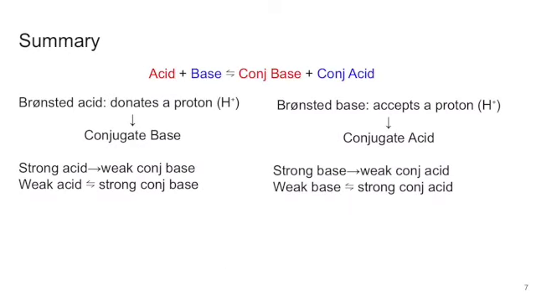So in summary, a Brønsted acid donates a proton, and once it does, the conjugate base remains. And a Brønsted base accepts a proton, and the conjugate acid remains. A strong acid will result in a weak conjugate base, and a weak acid will result in a strong conjugate base. And a strong base will result in a weak conjugate acid, and a weak base will result in a strong conjugate acid.